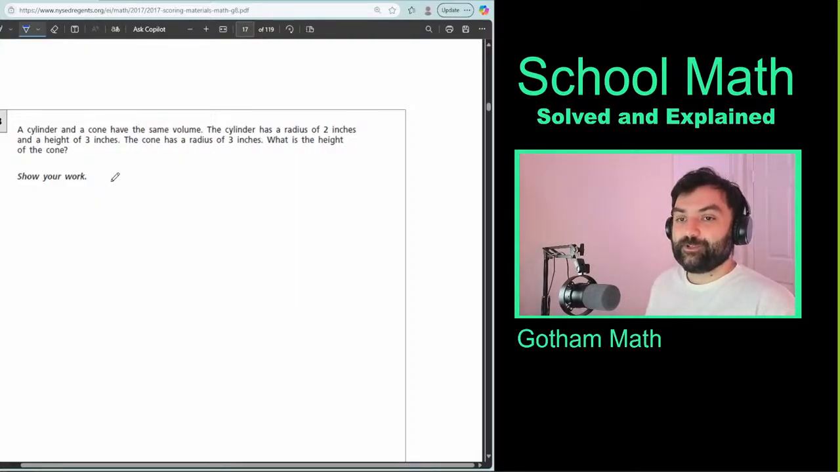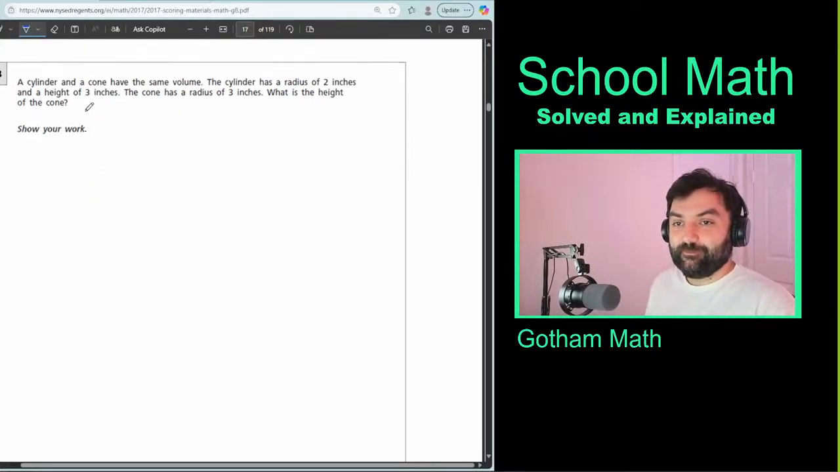All right, next question, Becca. A cylinder and a cone have the same volume. The cylinder has a radius of 2 inches and a height of 3 inches. The cone has a radius of 3 inches. What is the height of the cone? Ooh. So this is a decent question. Relatively, I wouldn't say hard, but you have to think a little bit.